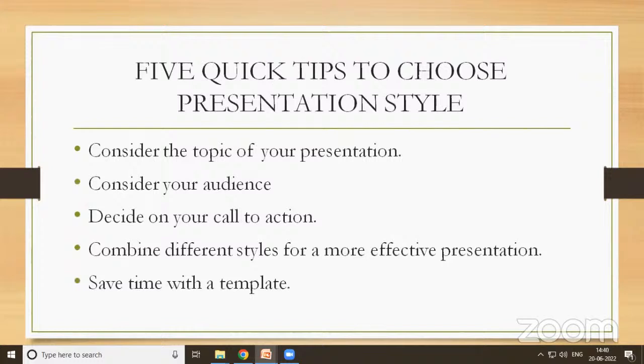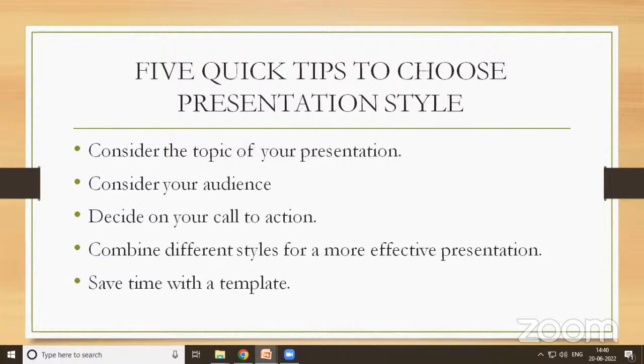There are five quick tips to choose the presentation style. If you're planning a presentation, don't forget to consider presentation techniques and methods as a part of your presentation. Presentation style is how you give your presentation orally. The first one is to consider the topic of your presentation. Are you presenting a body of work or are you trying to educate your audience? This is the single most important factor in helping you decide which presentation style to use.